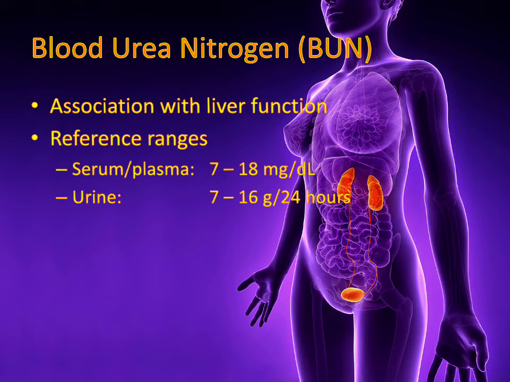The normal range for BUN in serum and plasma is generally 7 to 18 milligrams per deciliter, and 7 to 16 grams per 24-hour volume for urine. Now, let's say the average urine volume per 24 hours is 1,200 milliliters. That is the same as 12 deciliters, since there are 100 milliliters per 1 deciliter.